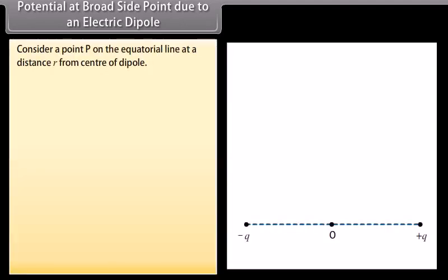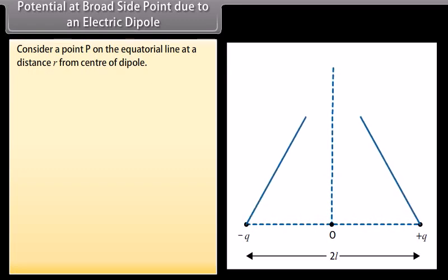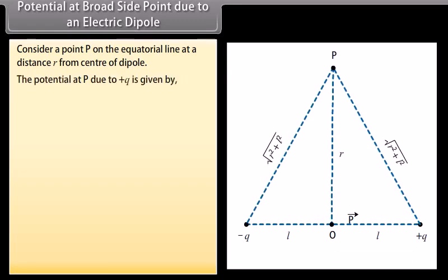Potential at broadside point due to an electric dipole. Consider a point P on the equatorial line at a distance R from the center of the dipole. The potential at P due to +Q is given by V positive equals 1 upon 4 pi epsilon naught multiplied by Q upon under root R square plus L square.